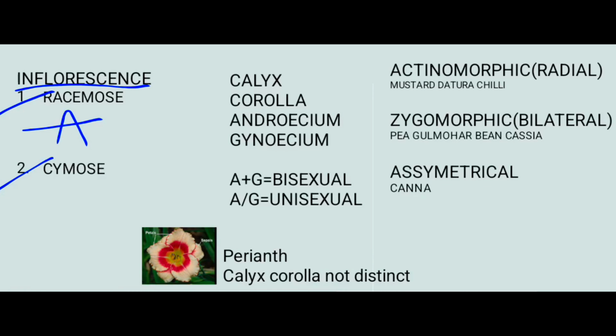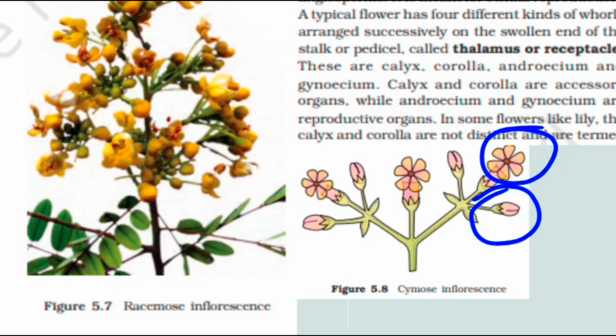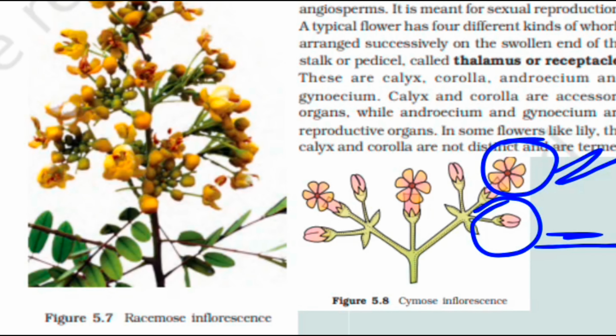In cymose type of inflorescence, the main axis terminates in flower. Hence, it is limited in growth. Flowers are borne in basipetal order. Basipetal order succession. This is the older flower and this is the younger flower. As you can see, the older flower is at apex and youngest flower is at the base. This is called basipetal order.